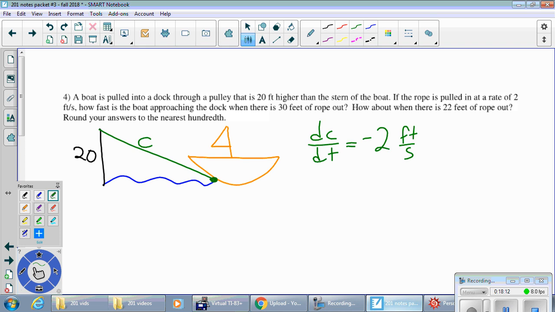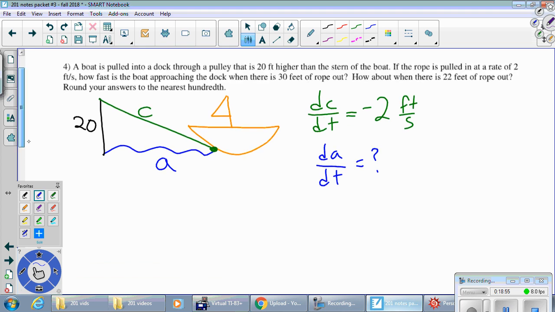Okay, and then we're given information about, so it says how fast is the boat approaching the dock? So that tells me that I want to give a name to this length right here, because symbolically that's what they're asking us for the derivative of. So let's call that one A. dA/dt is the question mark. That's the speed with which the boat is approaching the dock, right? It's the rate at which the length of this blue line segment, pretend it's straight, is changing. And then we're given specific values of C: 30 feet out is C, and then 22 feet out is also C.